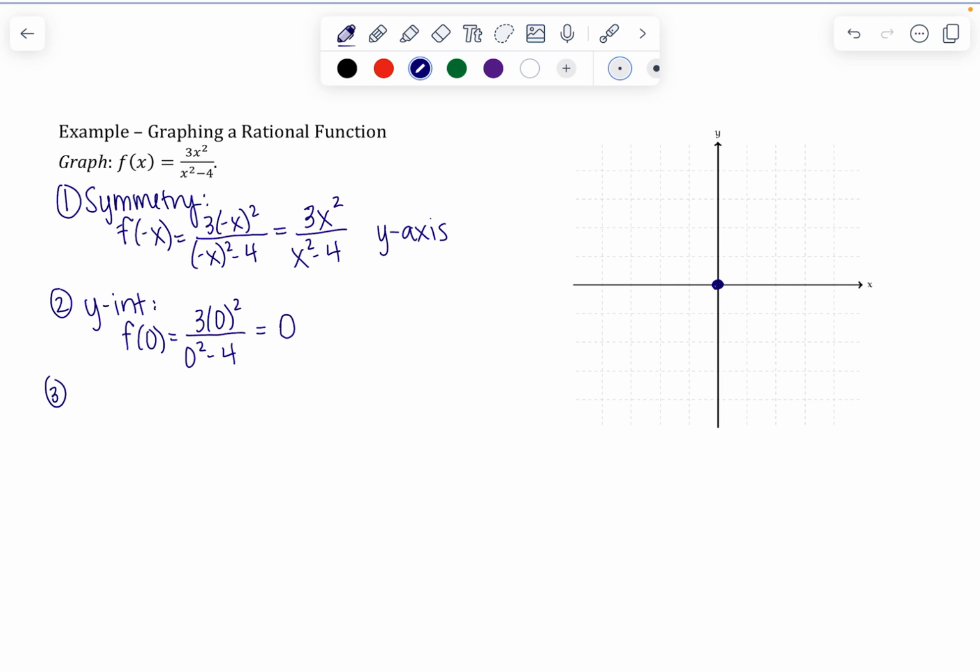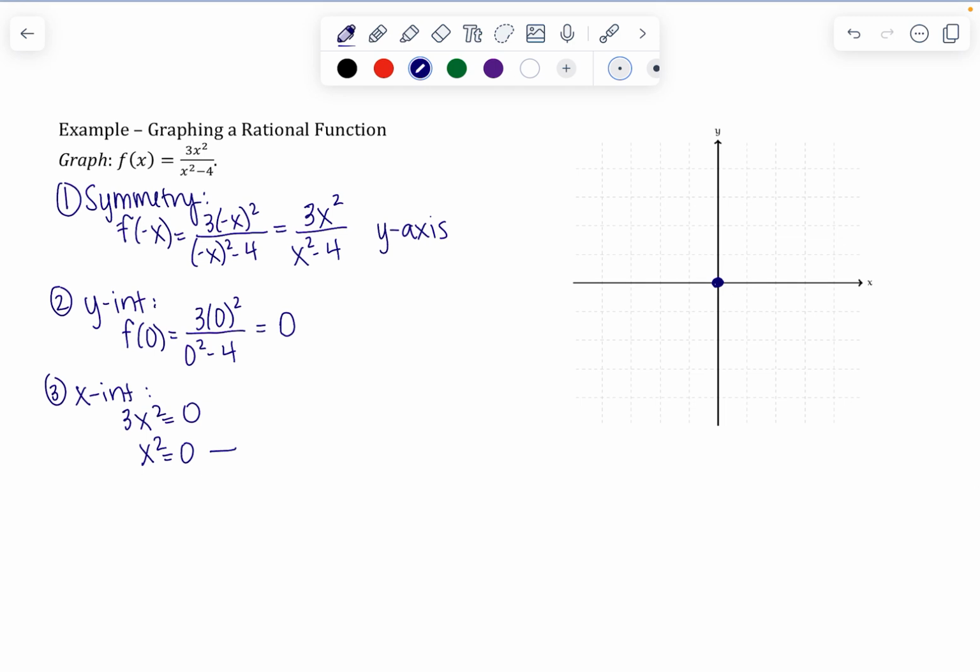Third, we have our x-intercept. So we're going to take our numerator and we're going to set it equal to 0. So we have x² = 0, which tells us that x = 0 with a multiplicity of 2, which tells us when we graph, we're going to bounce back.